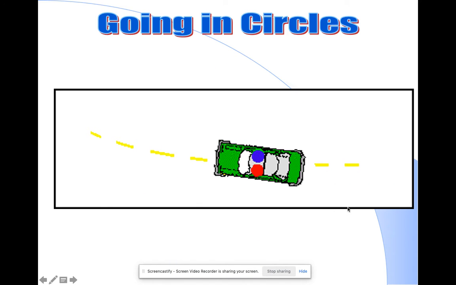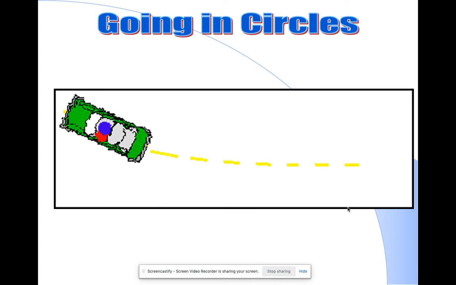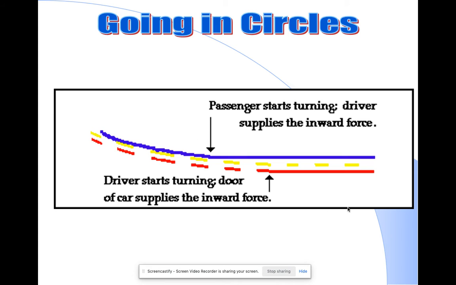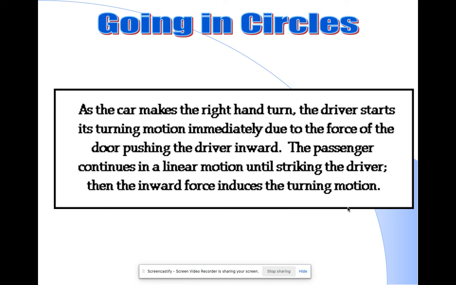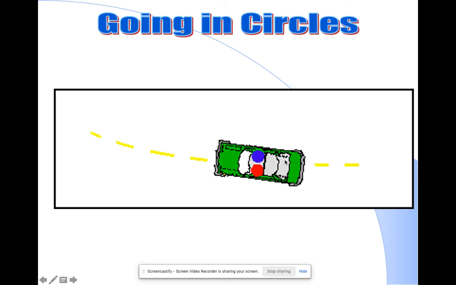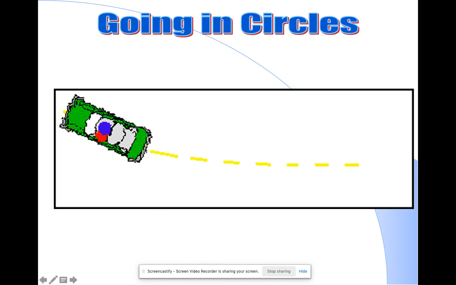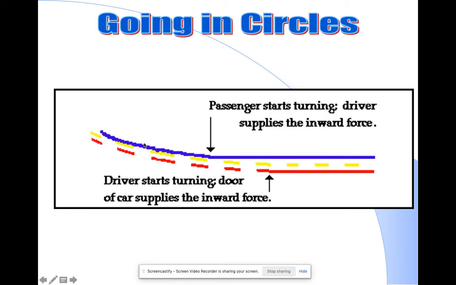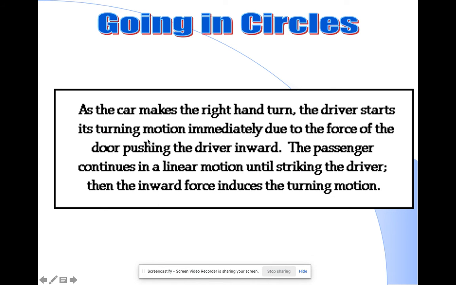Same thing happens in a car. When this car turns right, it feels like that person in the blue is being sucked over to the red guy. But that's not actually what's happening. What's happening is as the car turns, the blue person stays in motion and actually comes together with the red person. That's why we have seat belts and things like that.